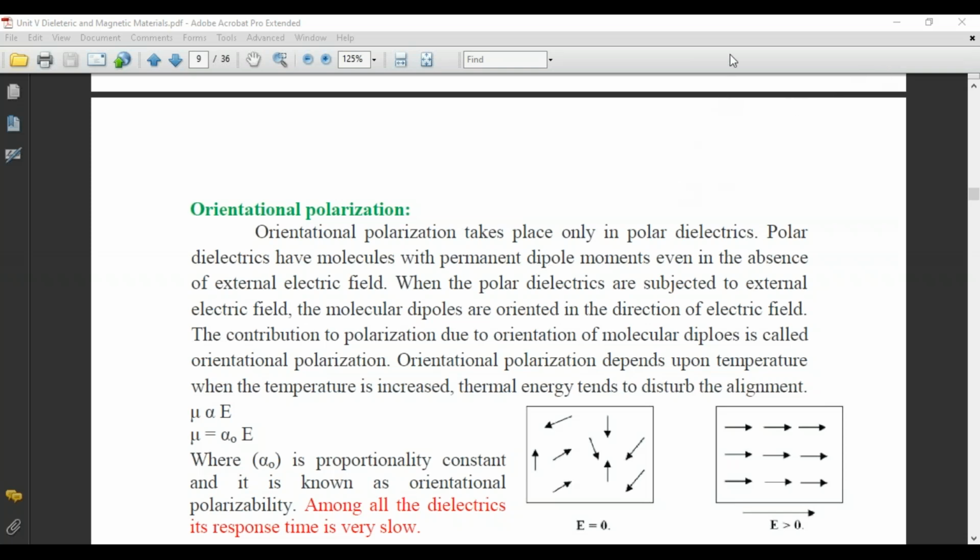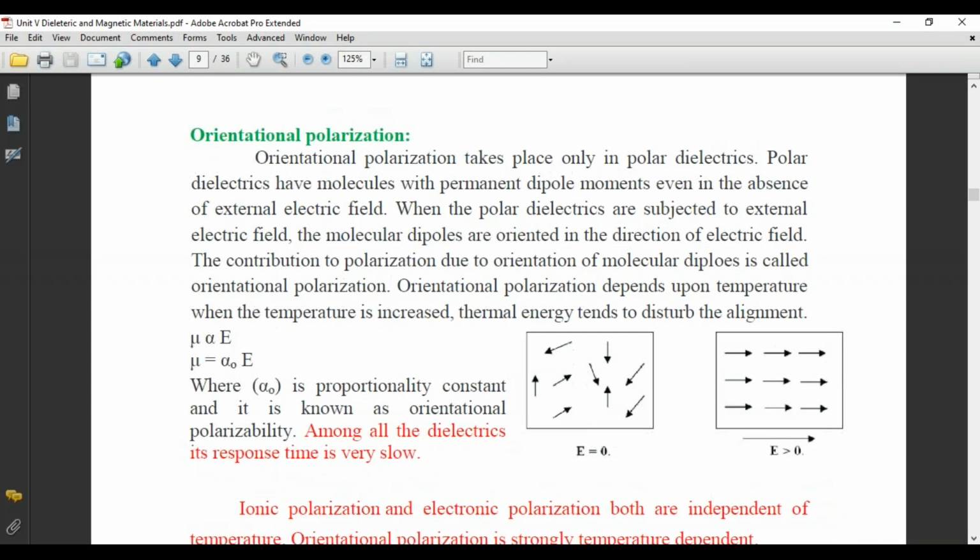So next we will go for orientation polarization. Orientation polarization takes place only in polar dielectrics, where a permanent dipole moment exists in those materials. When the polar dielectric is subjected to an electric field, the molecular dipoles are oriented in the direction of the field. This contribution of polarization from molecular dipoles is called orientation polarization.